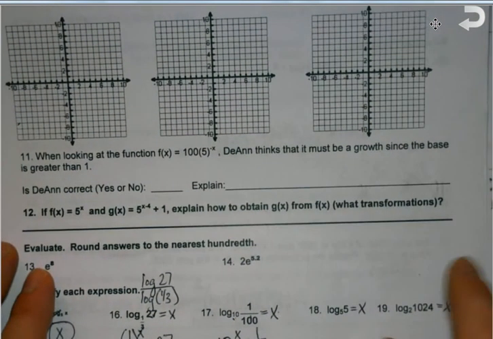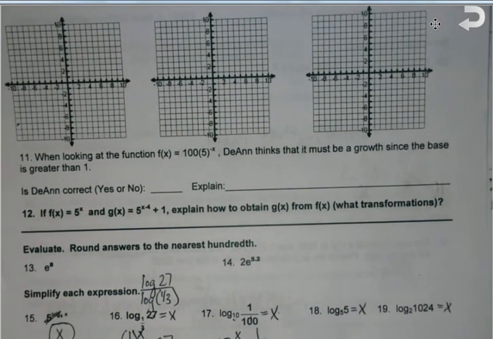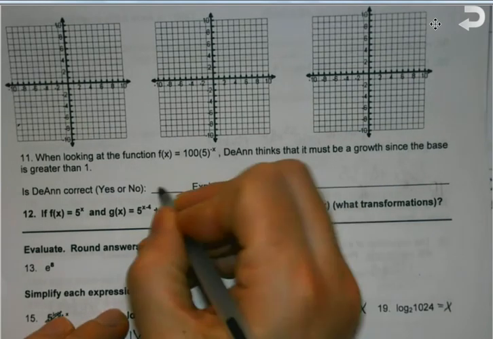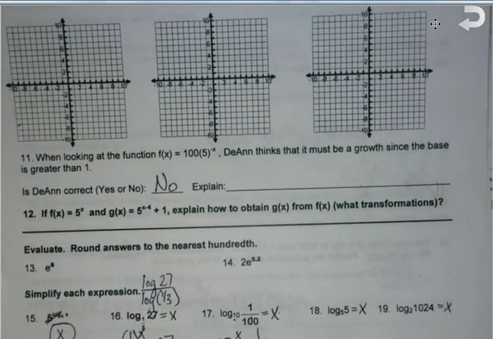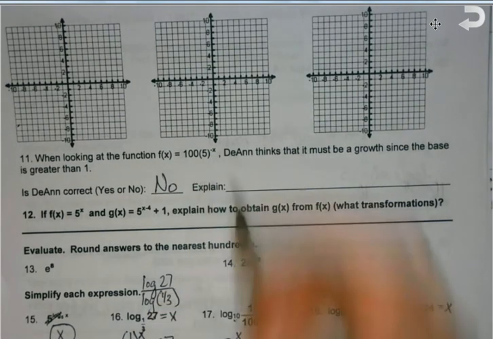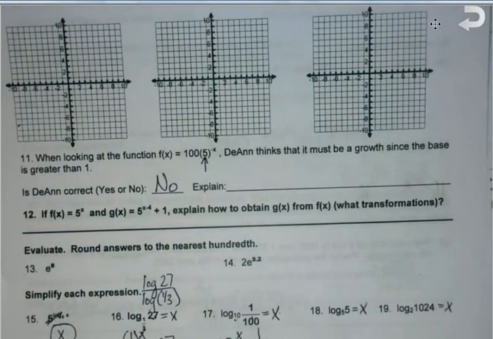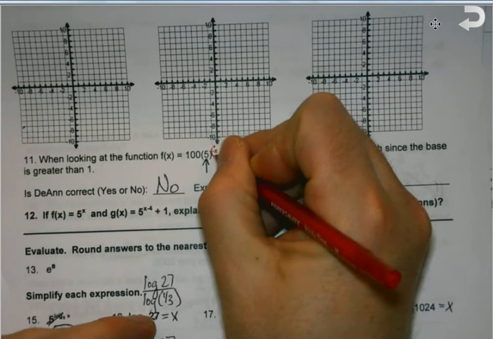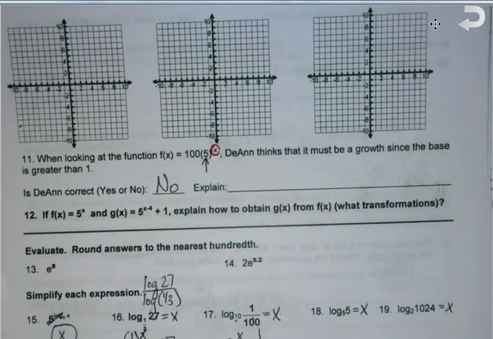When looking at the function f of x is 100 times 5 to the negative x, Deanne thinks it must be growth since the base is greater than 1, which would be sensible. Is she correct? Well, no, she's not. Because this is the situation we talked about way at the beginning up in 1 through 4. Normally, we just look at this number and say, okay, if it's greater than 1, it's growth. But we have an exception here. We have a negative exponent.